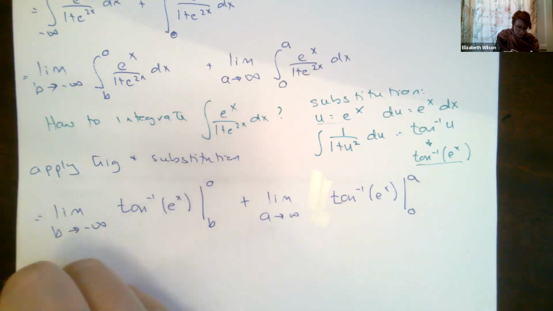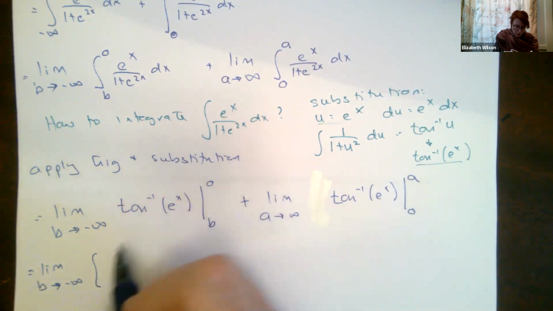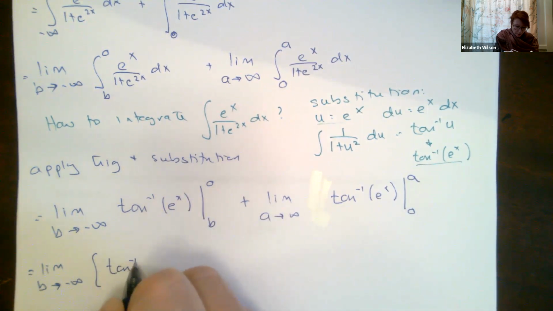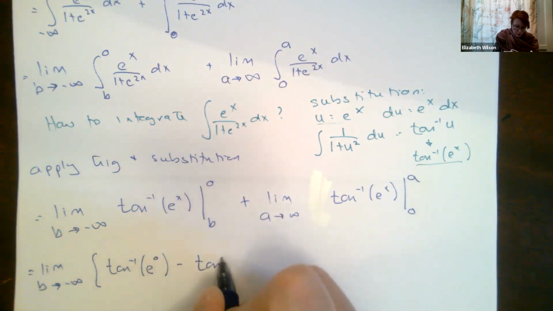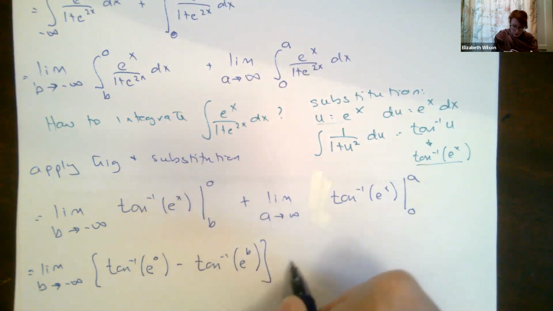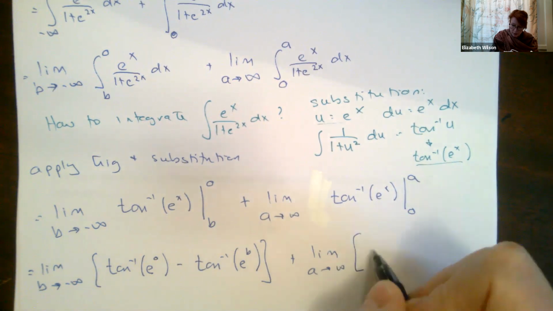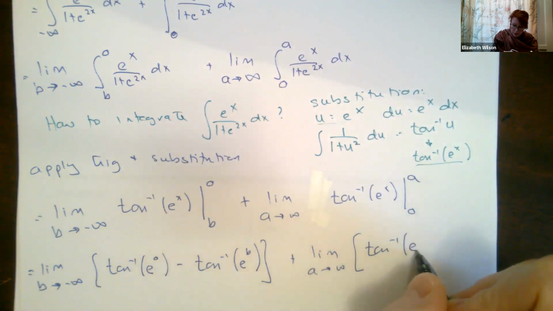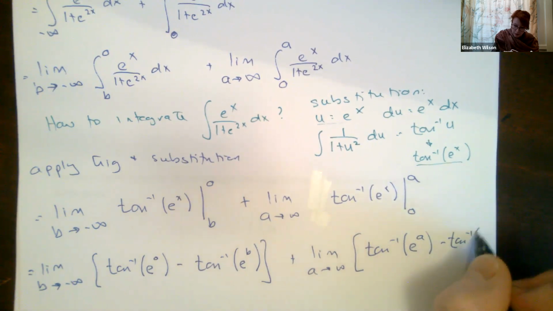All right, so let's go ahead. This is the limit as b goes to minus infinity. Now I'm going to apply the fundamental theorem of calculus. So inverse tangent of e to the zero minus inverse tangent of e to the b. We're going to plug that in in just a second. Plus the limit as a goes to infinity, same thing here: inverse tangent of e to the a minus inverse tangent of e to the zero.